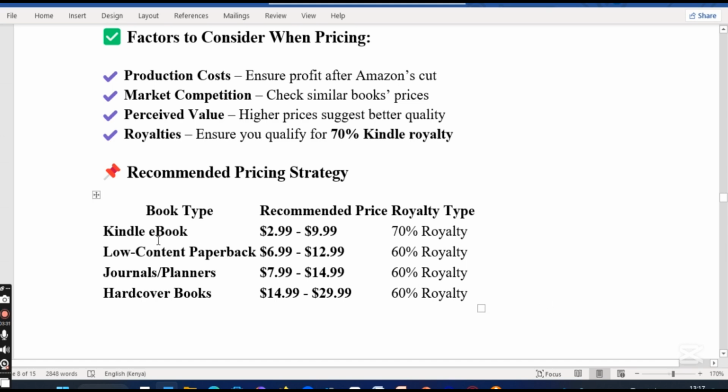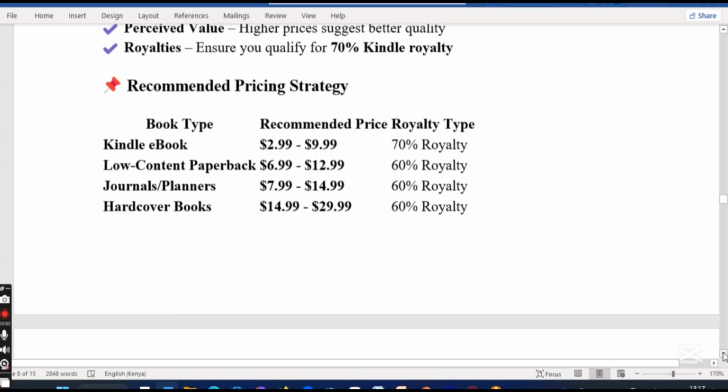For the Kindle ebook, if you're pricing at $2.99 to $9.99, that will give you a 70%. For the low content paperback, you can consider between $6 and $12. For the journals, $7 and $14. For the hardcovers, $14 to $29. But still, the choice depends on you.